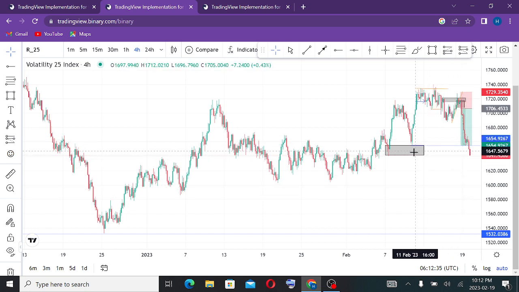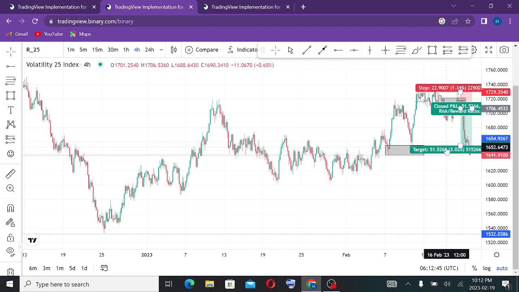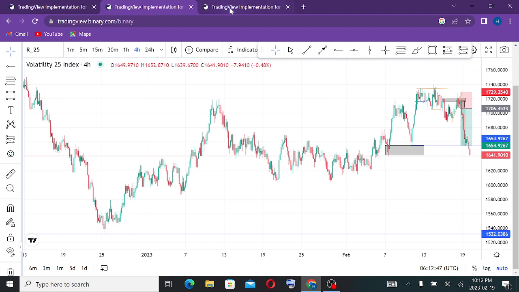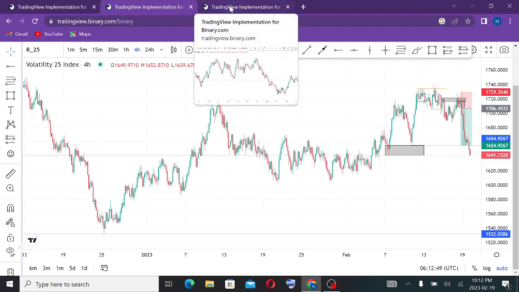And if you look at this, it is like a rally base drop. The market rallies back to that side and gives a nice sell. So this is one area to really take profit. So that is all for that Volatility 25.